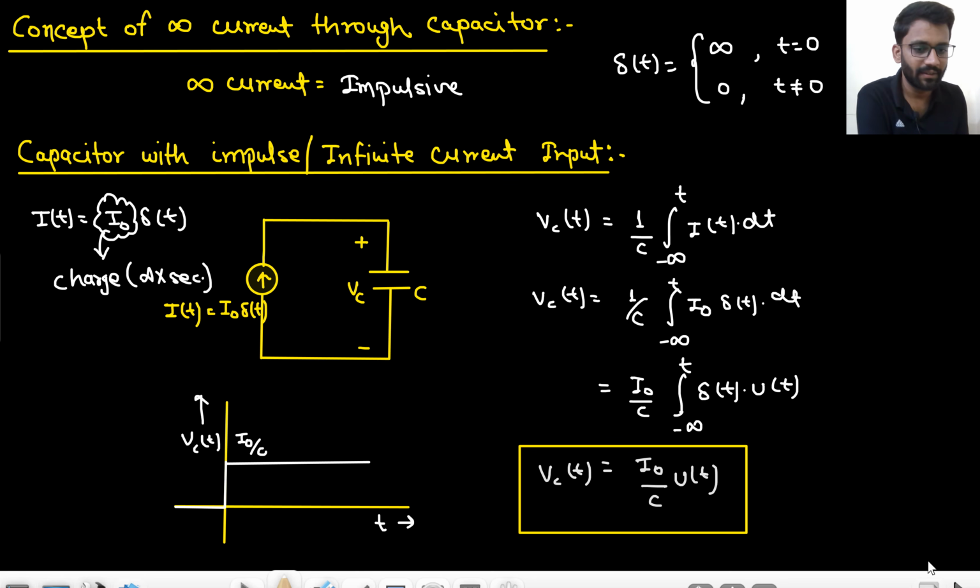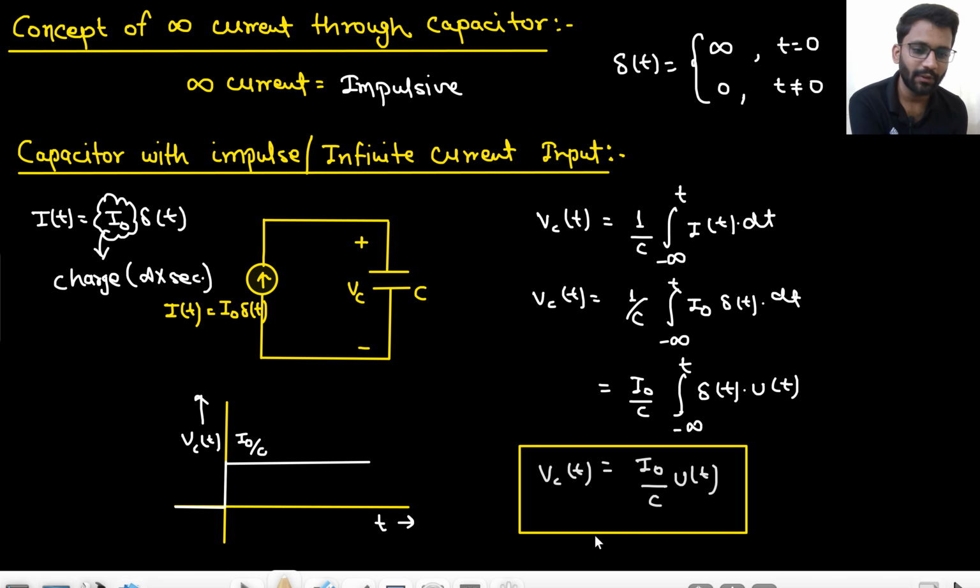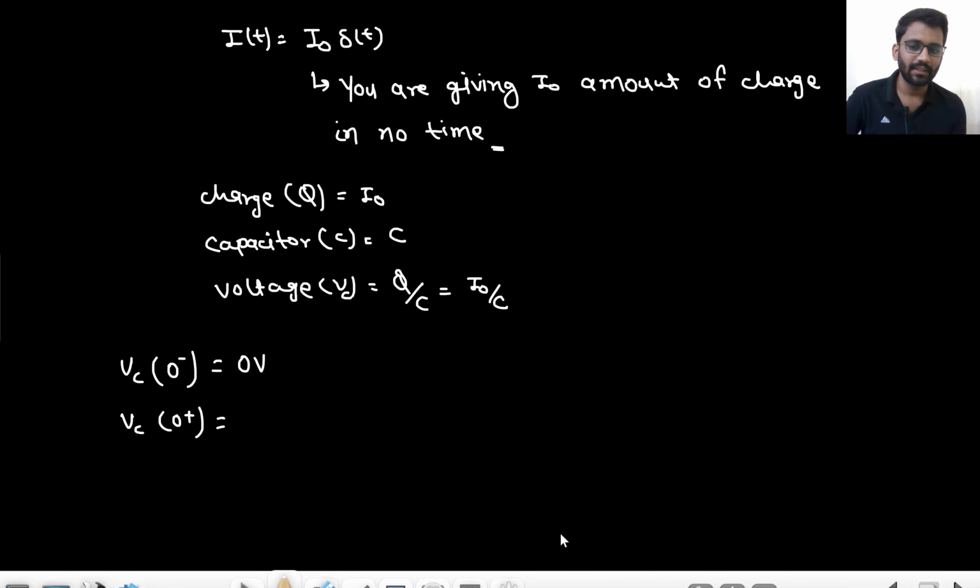And what do you see here? VC 0 minus, the capacitor voltage, is VC. VC 0 minus was 0 volt. Now what is the value of VC 0 plus? VC 0 minus was 0 volt. What is the value of VC 0 plus? That is I naught by C.